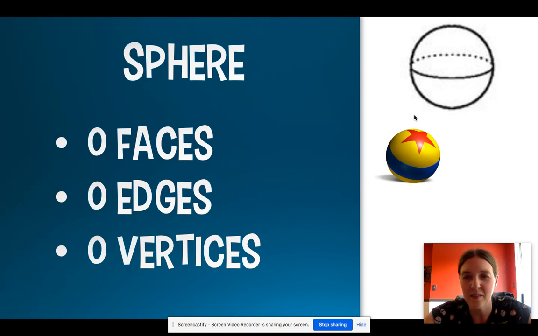And then, of course, there's the sphere. And the sphere has no faces. It has no flat sides. It has no edges because it has no faces. And it has no vertices, or no points or corners.